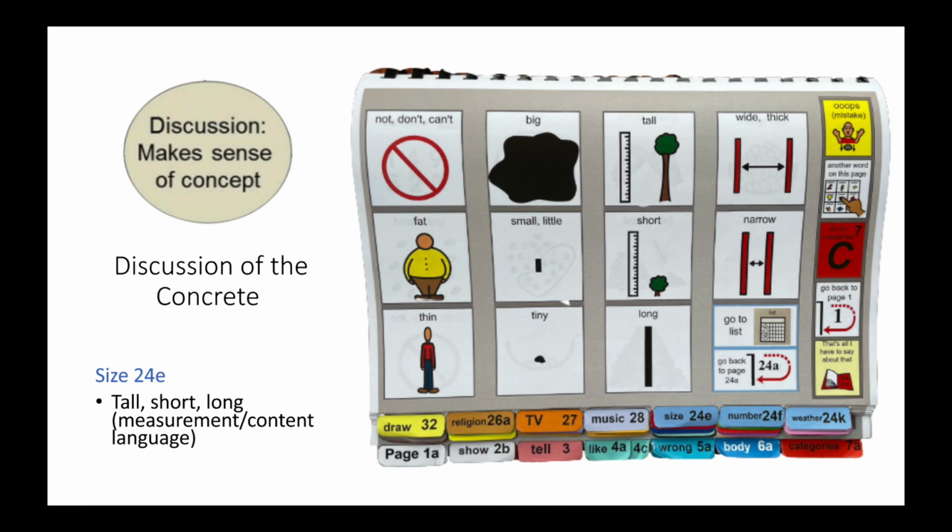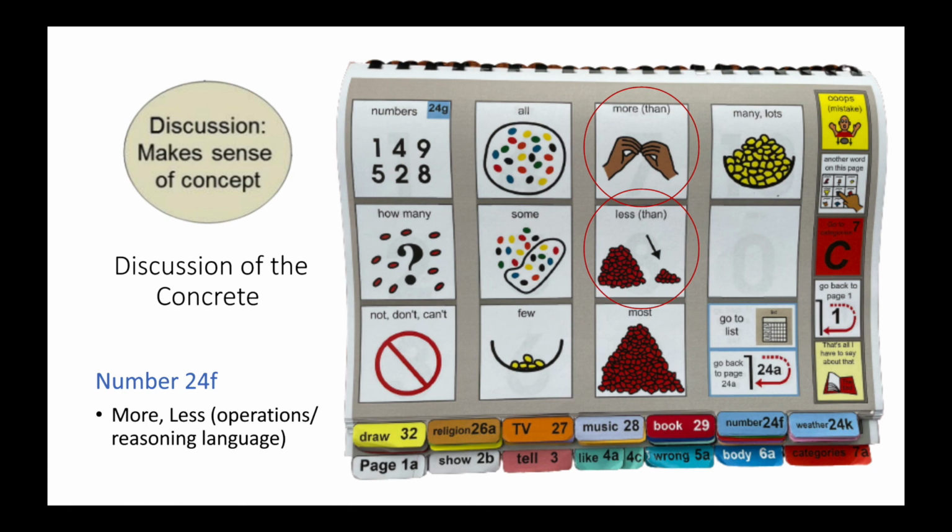I just wanted to highlight a few other places in POD where you'll find some of these words as well. Comparing heights, on the size page 24E, we have tall, short, long, so you can use some of these measurement words in this activity and other measurement words in different activities. So they exist in this robust system. And we saw this page 24F in the last example too, which has this reasoning language of more than, less than on here as well. I think it would be good to add equal to on here.